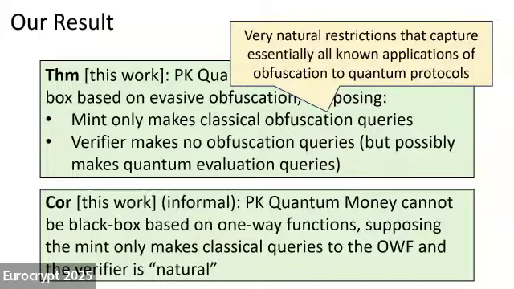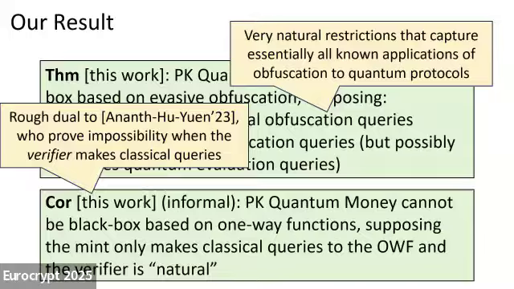However, there are some major caveats to this result as well. Basically, the mint can only make classical queries to the one-way function, and the verifier has to have some natural restrictions. And these restrictions correspond to the 2 bullet points in our main theorem.